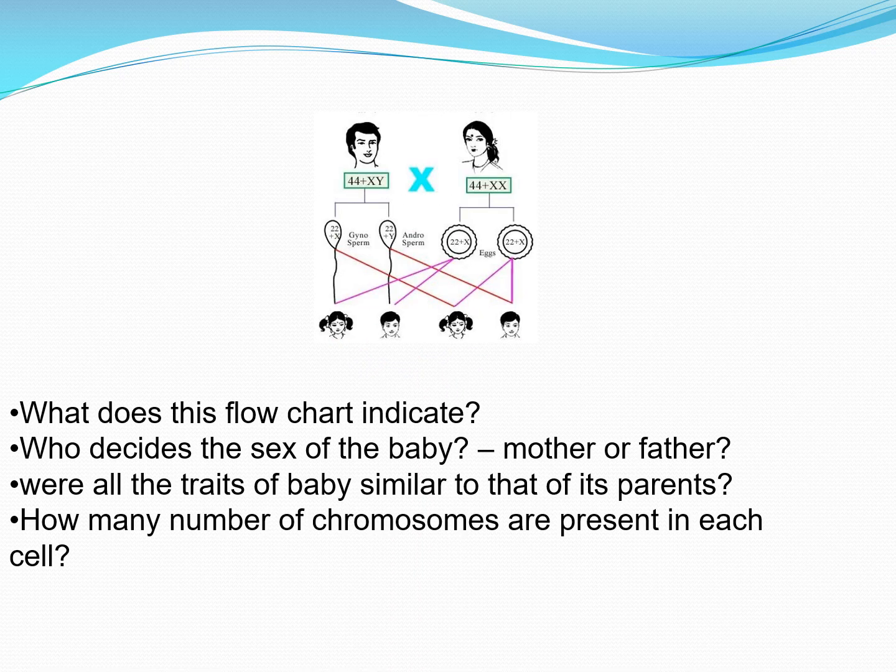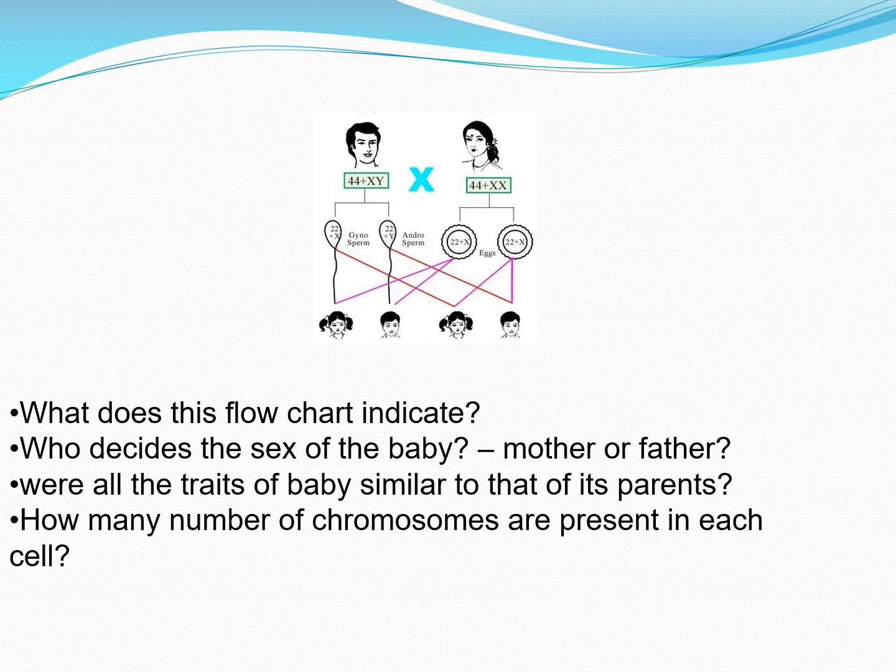Your first question, what does this flowchart indicate? It indicates sex determination in human beings. Second question, who decides the sex of the baby, mother or father? Father decides the sex of the baby because father is heterogametic in nature.